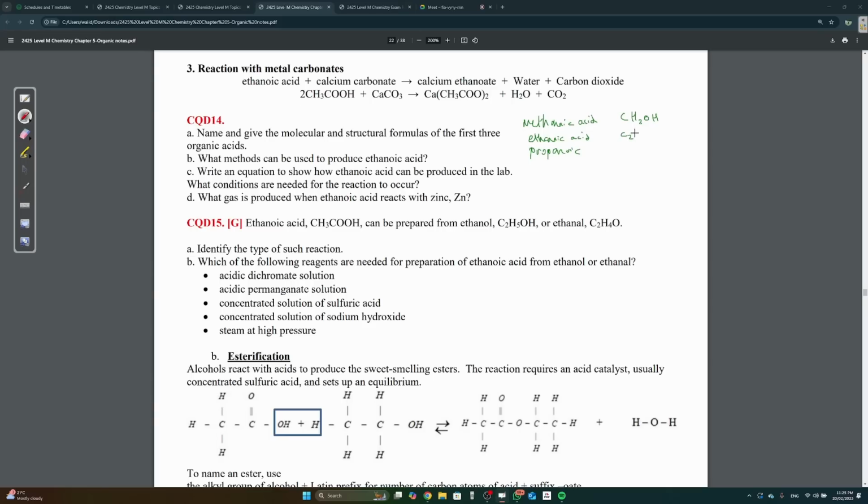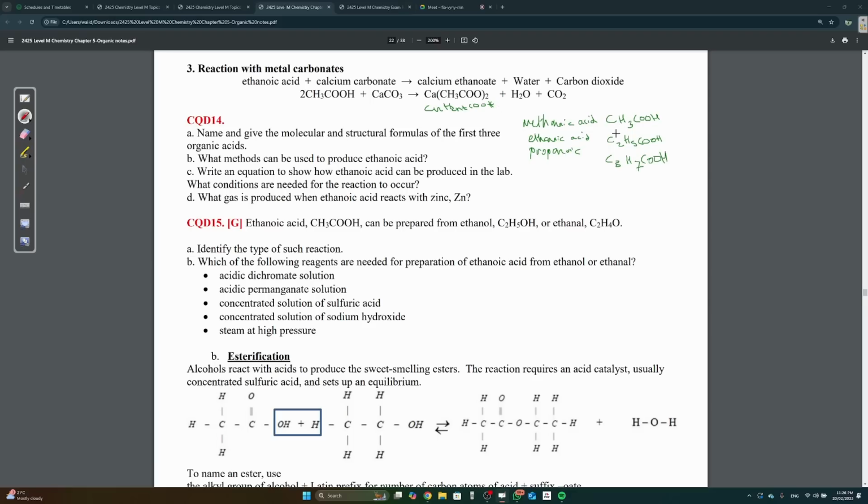Ethanoic acid is C2H5OH. No, wait, this is wrong. CH3COOH. Yeah, this is right. Then C2H5COOH. And then C3H7... sorry, H9. Sorry. Never mind. It's 7. If you just plug in the formula CnH2n+1COOH.